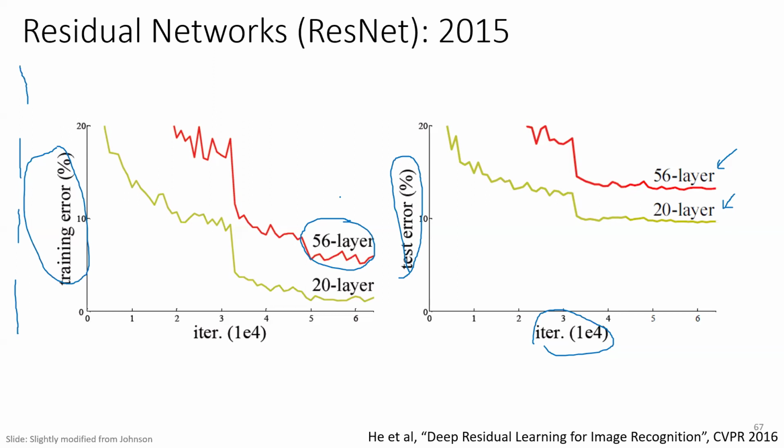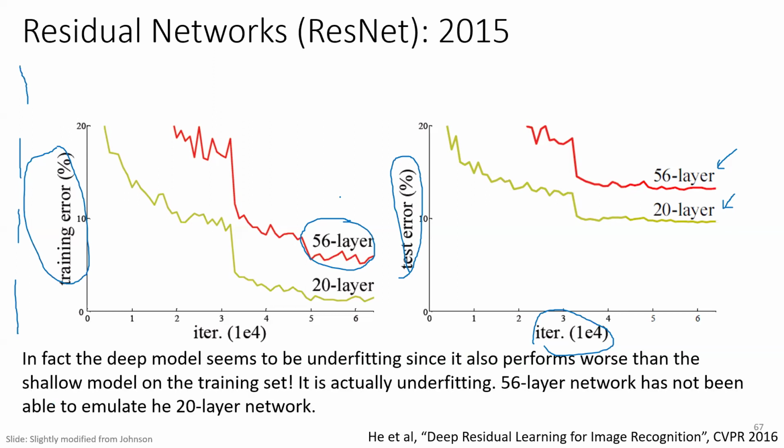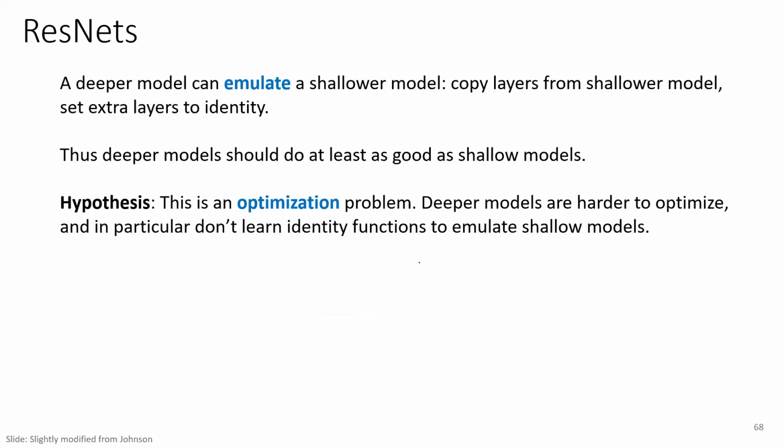So they came up with a proof by construction. That proof by construction is this. In fact, the deep models seem to be underfitting, since they also performed worse than the shallow model on the training set. It is actually underfitting. The 56 layer network has not been able to emulate the 20 layer network. But a deeper model can emulate a shallower model. Copy the layers from the shallow model: from the 20 layer model, we copy those 20 layers. And then we add identity layers.